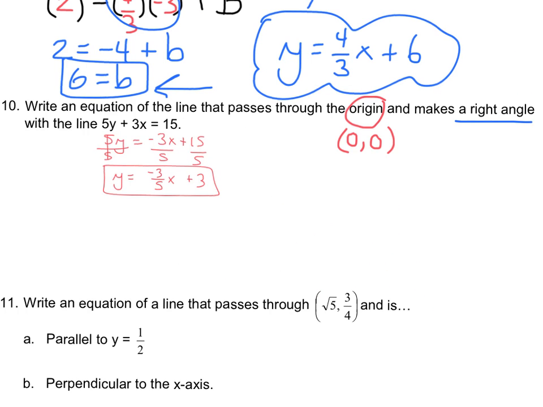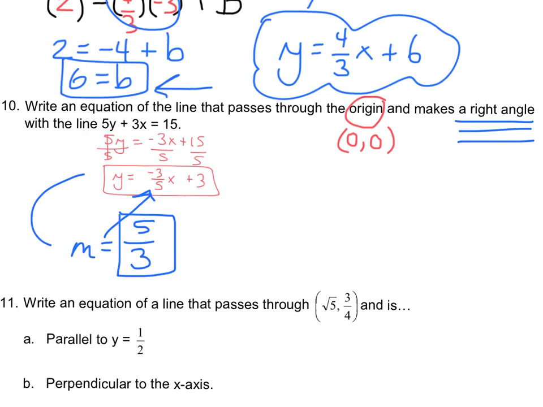Now it said it needs to make a right angle with that line. A right angle means 90 degrees, which means perpendicular. So I don't want to use the slope of -3/5. Instead I want to use positive 5/3. It's the negative reciprocal. So this time I did not use the identical slope like I did in the last problem, because that was parallel. This is perpendicular, so I flipped it and I negated it.